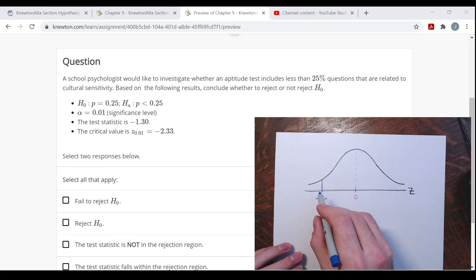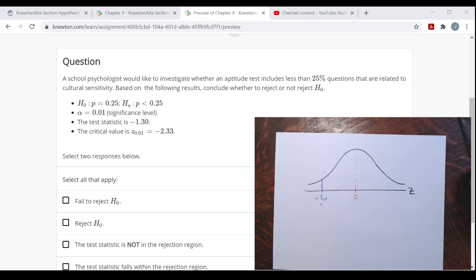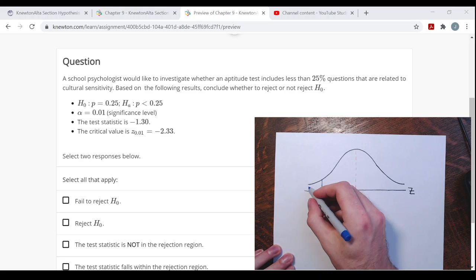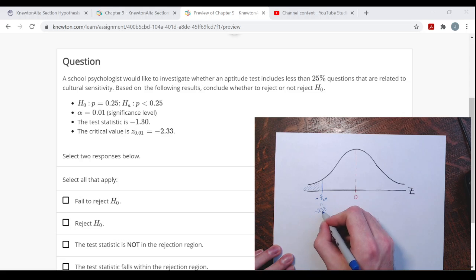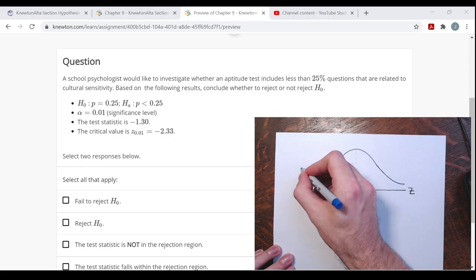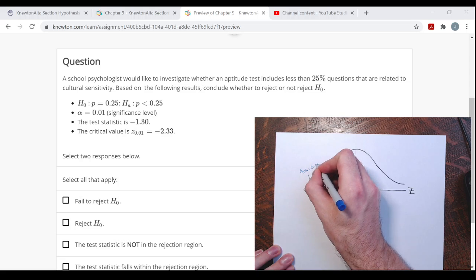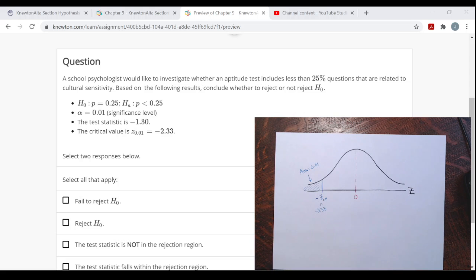Now I can find this value on my calculator, but they gave it to us. They told us it was negative 2.33, the critical value. And the area to the left of a z-score of negative 2.33 is 1%. Again, it's only a one-tailed test, so I didn't have to cut that in half. Sorry if that's tiny, but the area to the left of negative 2.33 is 1%.